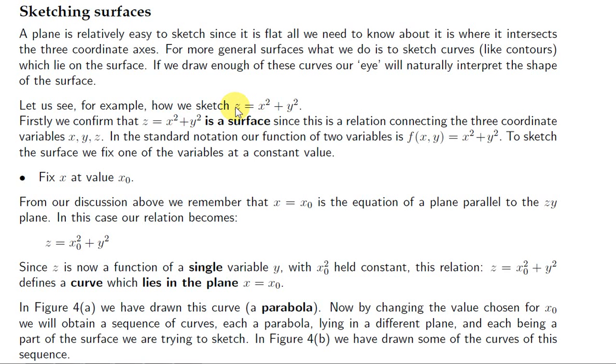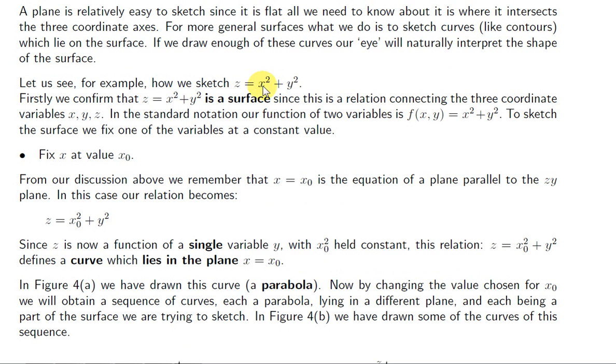In this video we will see how to sketch the surface z equals x squared plus y squared. We see that z is a function of two variables x and y. The independent variables are x and y. What we do is we fix both independent variables at a certain value. We will start by fixing x. We will fix x at the value x0, and then we consider what we get.